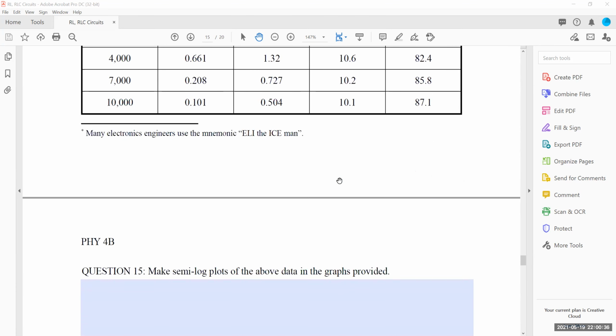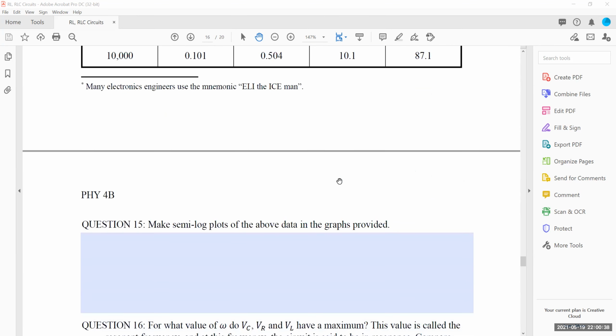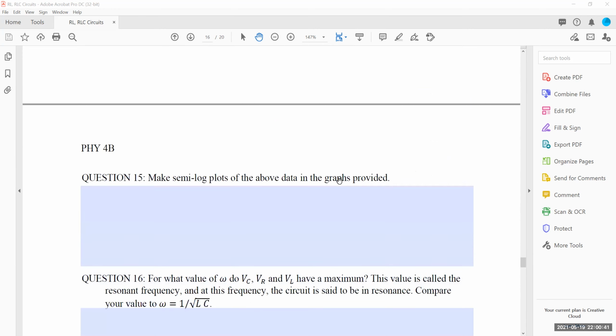And data analysis, they give you a bunch of data in here. Make a semi-log of the above data and the graph provided.